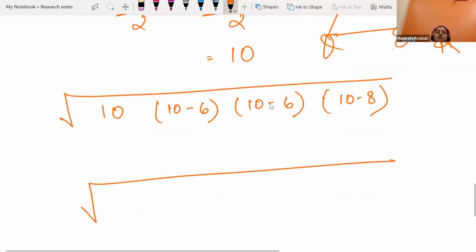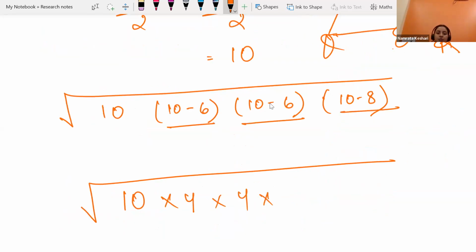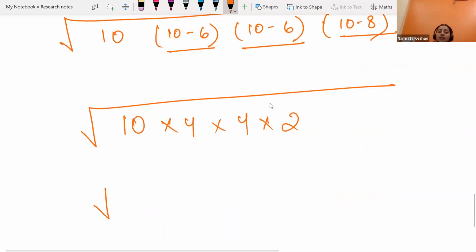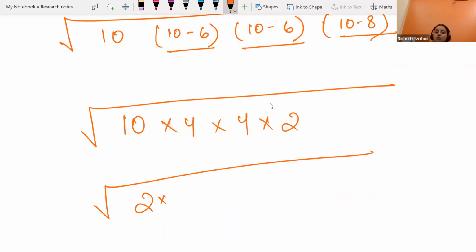So BODMAS says solve the bracket first. So 10 minus 6 is 4, 10 minus 8 is 2. Now please don't do the multiplication. Rather try breaking it into smaller numbers so that we can see which numbers are in pair and take them out from the root sign. 10 means 2 into 5. 4 means you can write 2 into 2, or from here only if you notice, 4 is a perfect square, so 4 will come out.